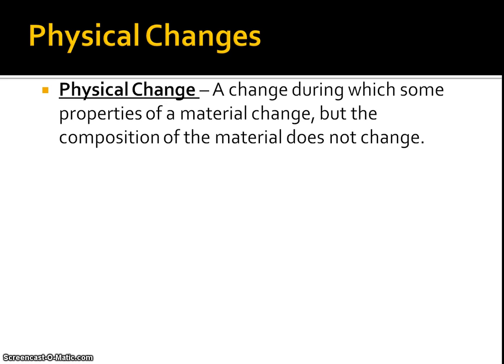The first type of change is called a physical change, and this is where something happens to the material, but the composition of the material itself does not change. So it's a change during which some properties of a material change, but the composition of the material does not change. And what I mean by that is if you have water, H2O, there's several things you could do to that H2O to change it, but not change the fact that it's still H2O.